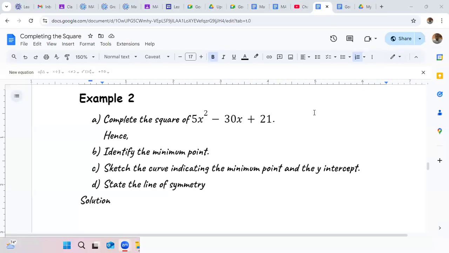We will go straight to the point. In a previous video, in example 1, we completed the square of a quadratic where a is equal to 1. So here now, we are discussing completing the square of a quadratic expression where a is not equal to 1. Specifically here, a is equal to 5. So let's demonstrate how this can be done.